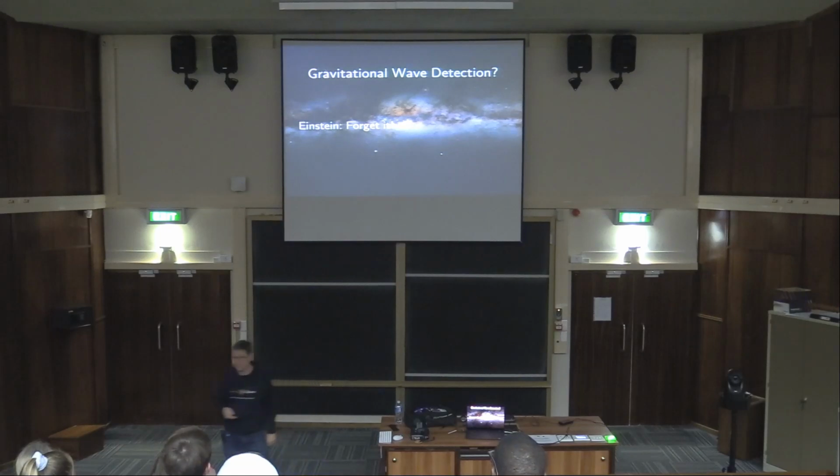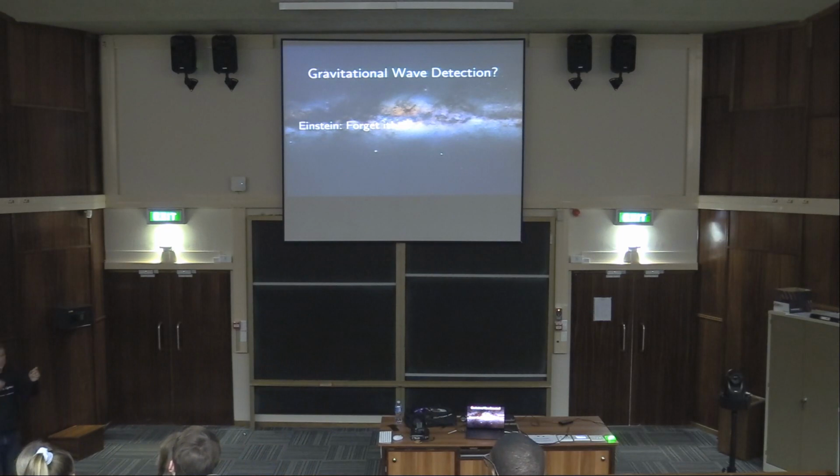So in terms of gravitational wave detection, that's these little feeble waves that 2 masses, whenever they go past each other, give off. Einstein said, forget it. It's not going to happen. But he didn't realise that lasers were going to be invented, or that radio astronomy was going to come along and save the day.